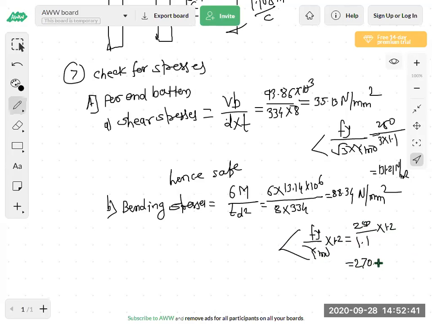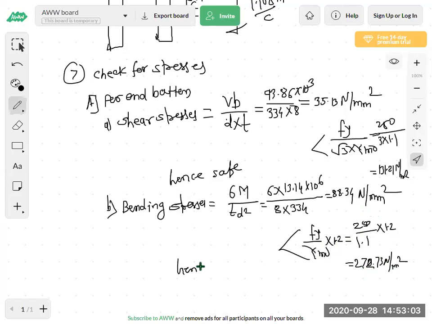270.73. 272.73 Newton per mm square, because this is again stress. Fy is in Newton per mm square and these are the two factors. So this is again stress. So again this 88 is less than 272. It means again hence safe.